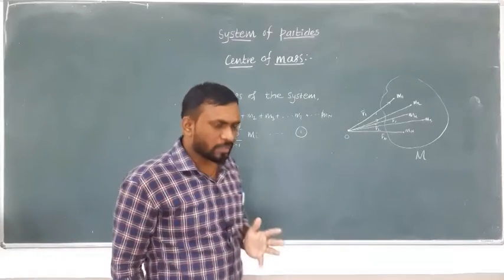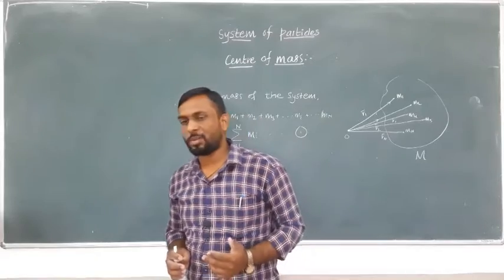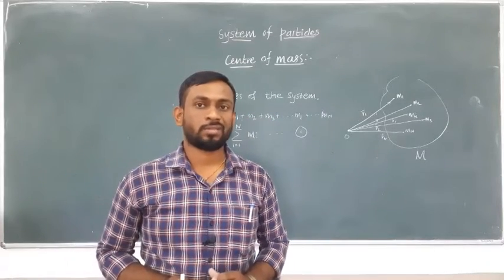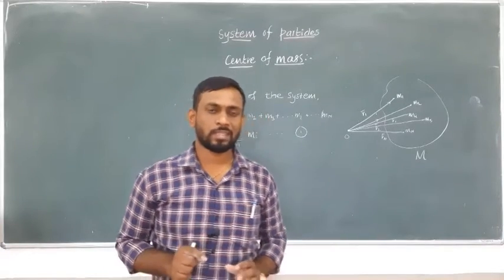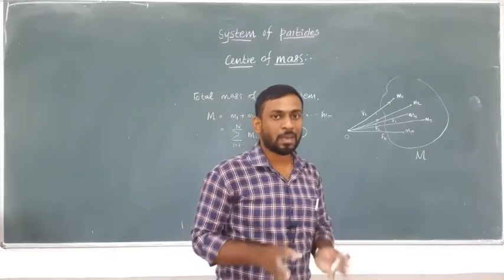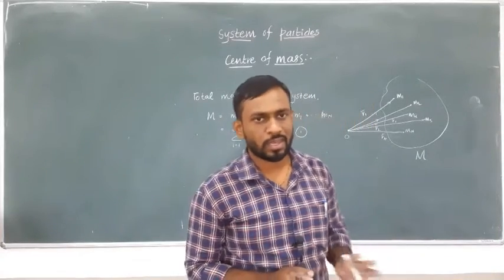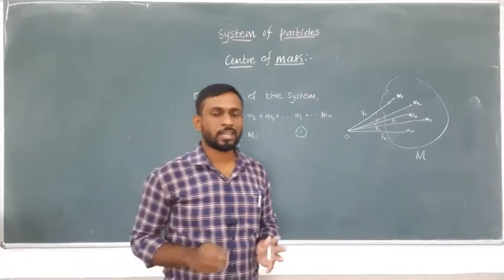So what is center of mass basically? Definition-wise, center of mass is defined as the total mass of the system concentrated at a single point. The position of the center of mass is such that all the mass of the body is supposed to be considered there.